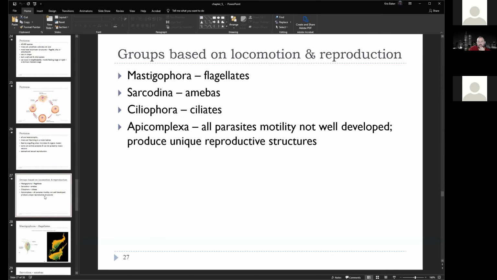There are 4 general classes: flagellates, amoebas, ciliates, and things that we call Apicomplexa. Now, of course, we can't just call them flagellates. We have to call them Mastigophora. You can't call them amoebas. They're called Sarcodina. Ciliates are Ciliophora.